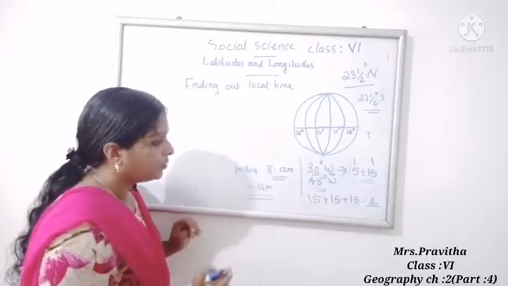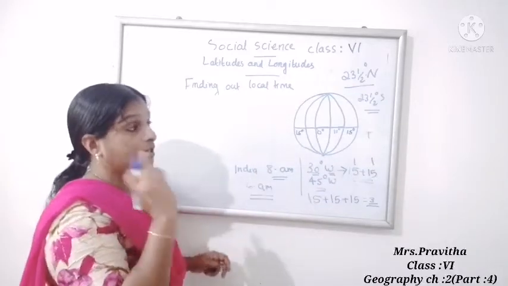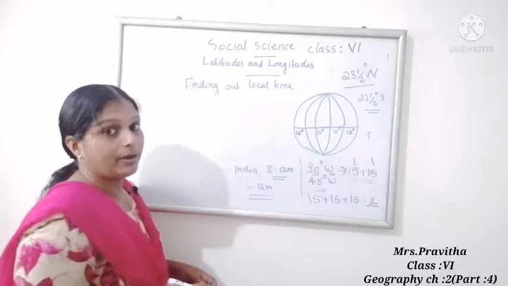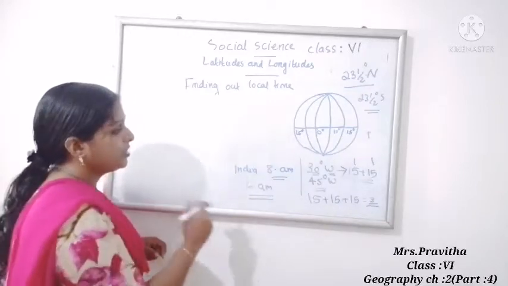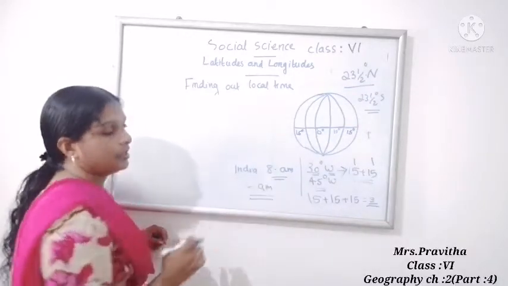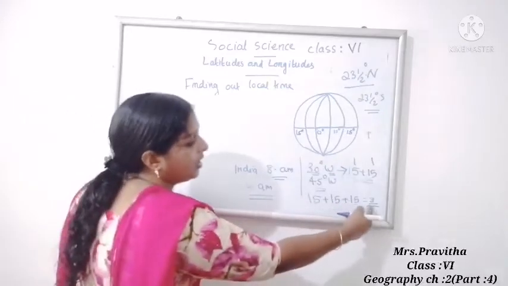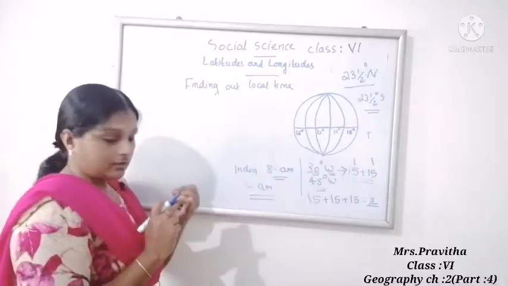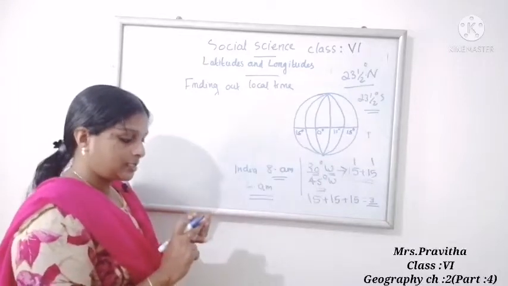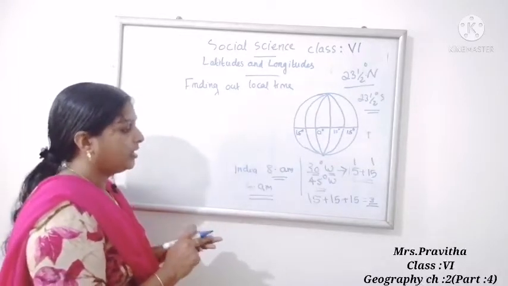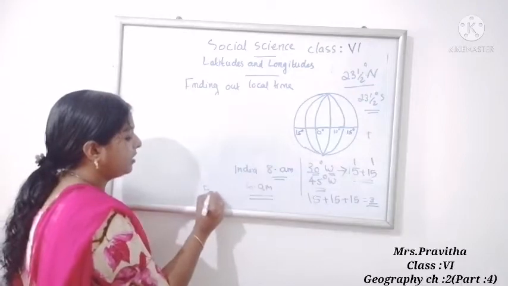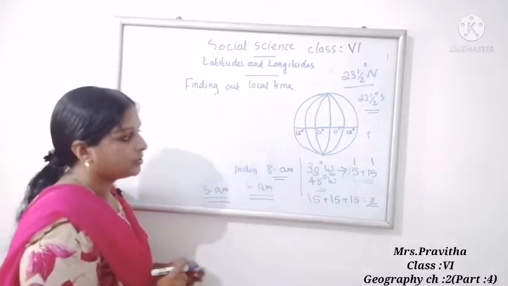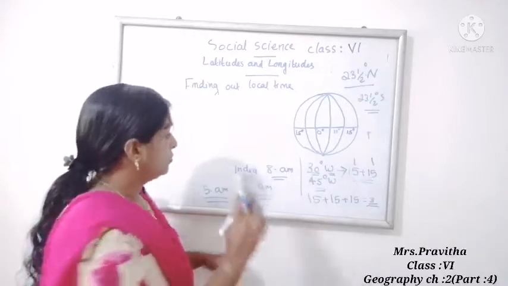So what will you do? You will think whether it is west or east. It is west, so what will happen? Time will decrease. In India it is 8 a.m. and we want to decrease 3 hours. So 7 a.m., 6 a.m., 5 a.m. We reduce 3 hours, so it will be 5 a.m. Understood, children? I think you got it.